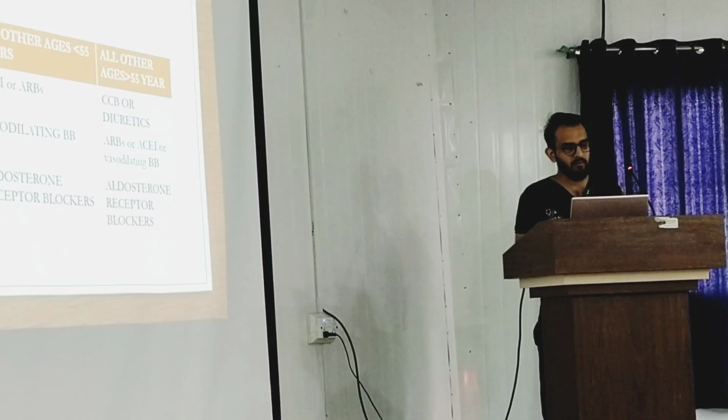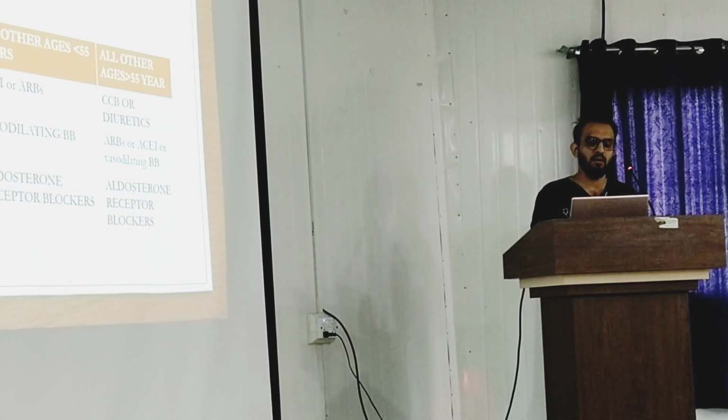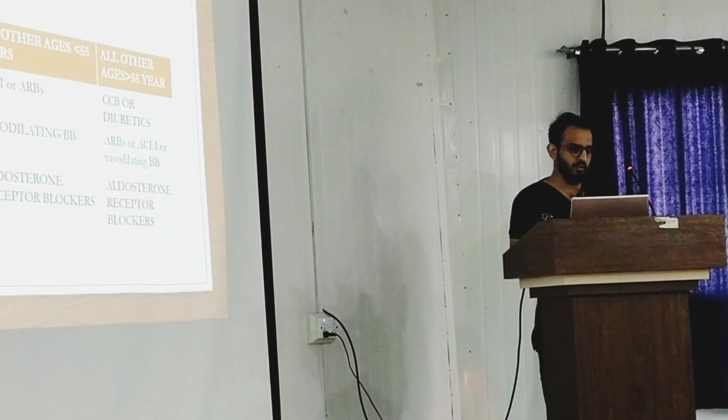Second line in a black person of all ages is angiotensin receptor blockers or angiotensin converting enzyme inhibitor or vasodilating beta blockers. All other ages less than 55 is vasodilating beta blockers, and all other ages more than 55 years angiotensin receptor blockers or ACE inhibitors or vasodilating beta blockers. For resistant hypertension, in all ages and all races, aldosterone receptor blockers are the first line.